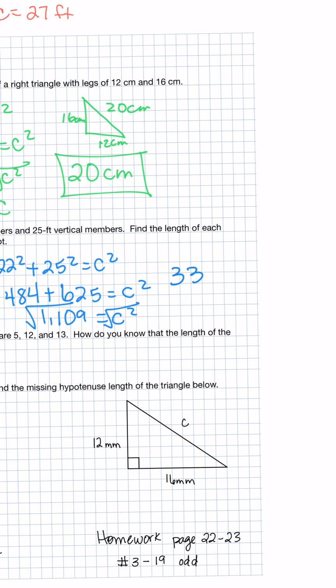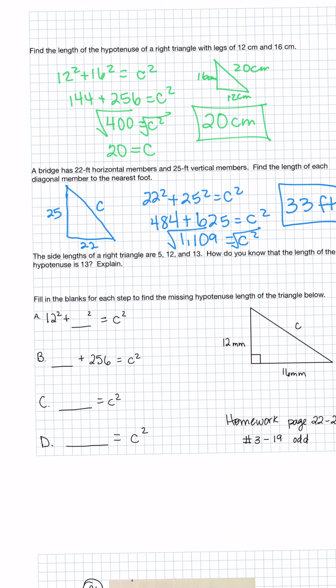The side lengths of a right triangle are 5, 12, and 13. How do you know the length of the hypotenuse is 13? We know the hypotenuse is the longest side, therefore it has to be 13.